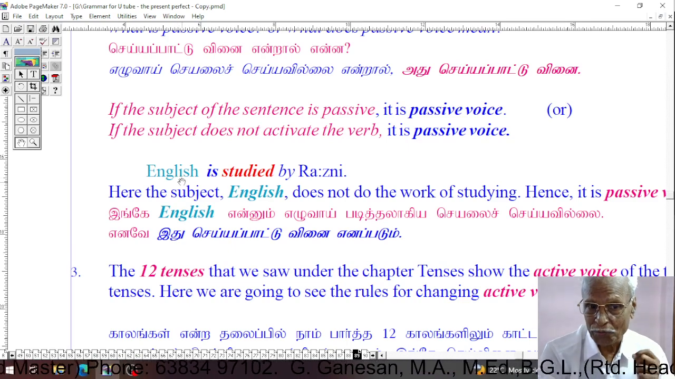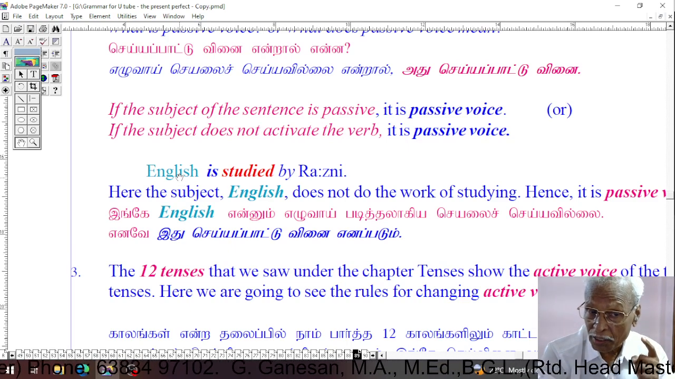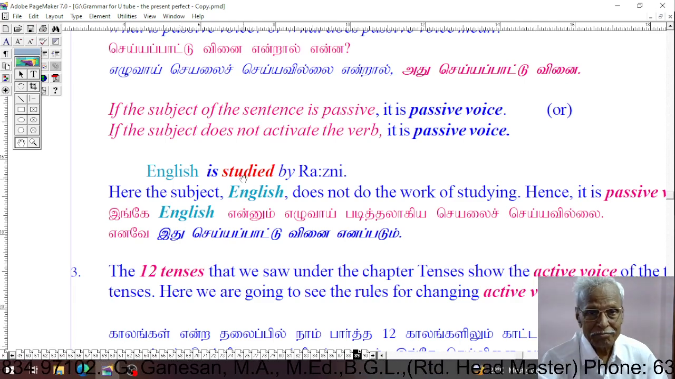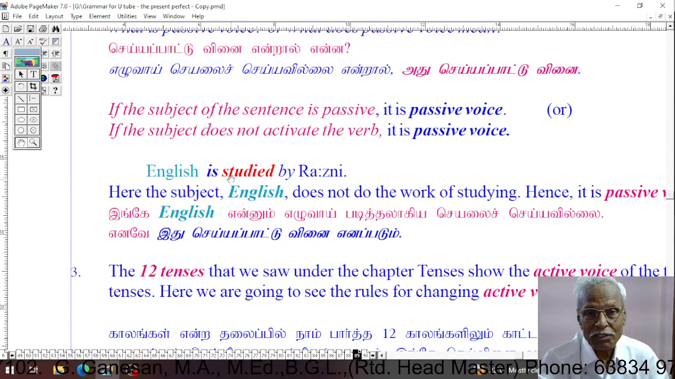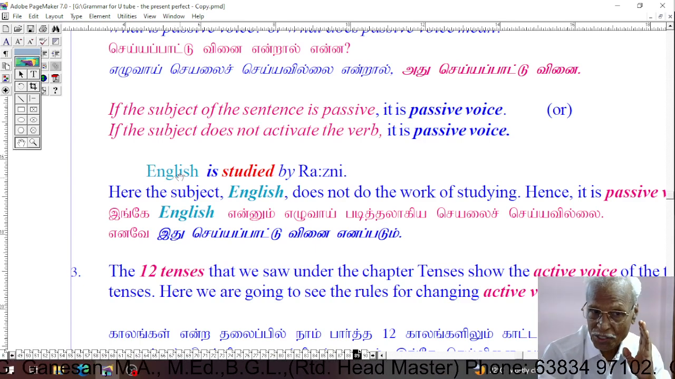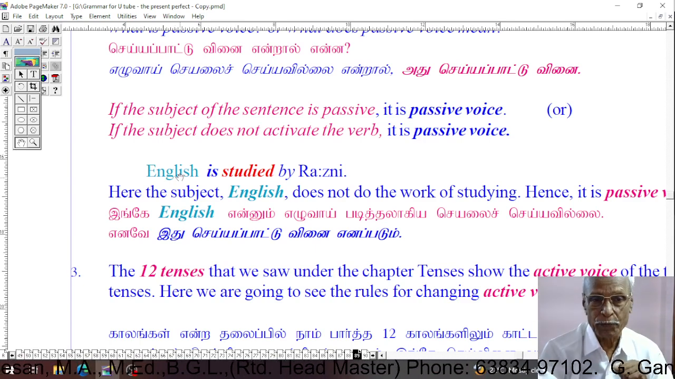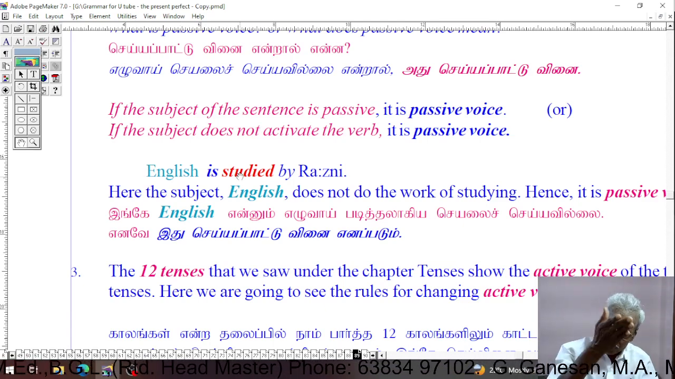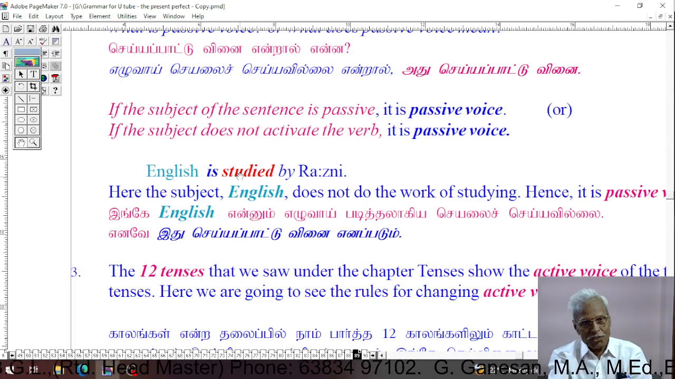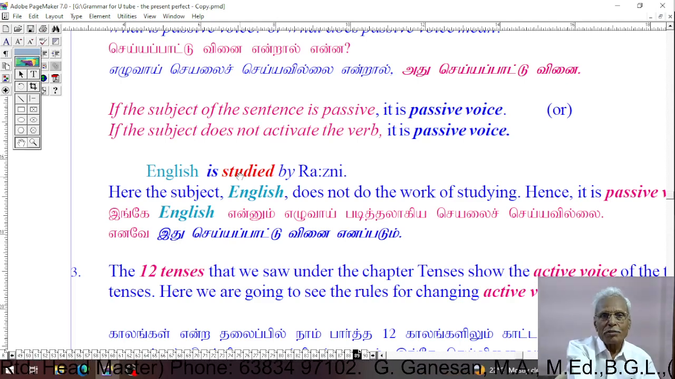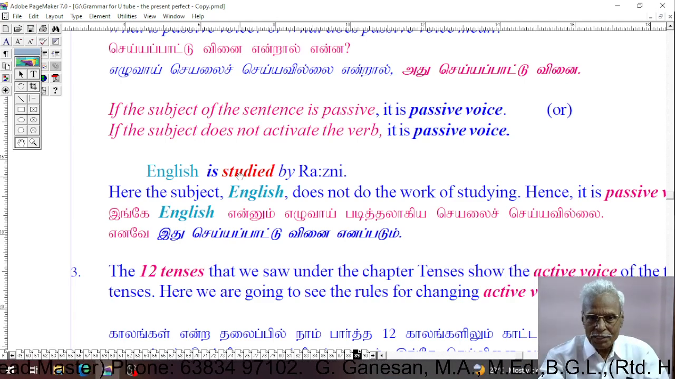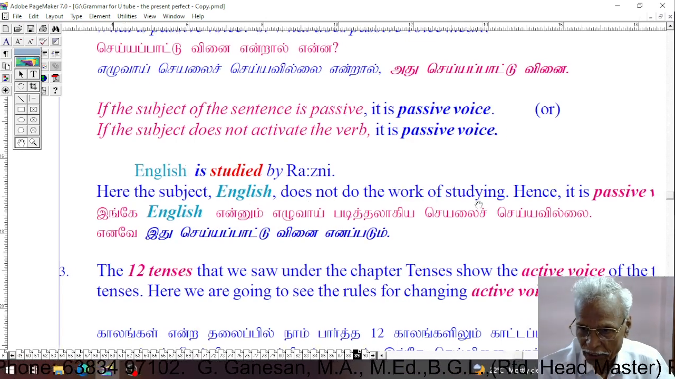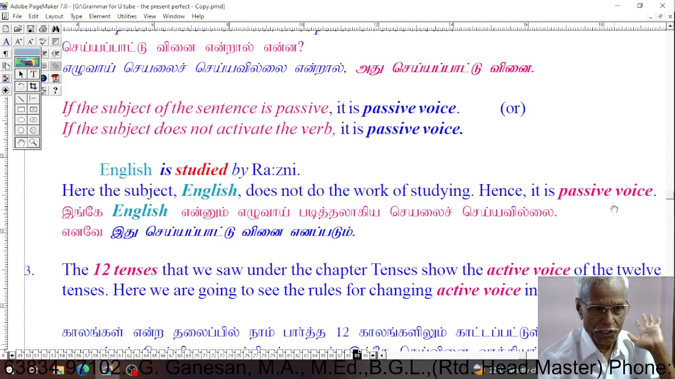It is passive because the subject English does not do the work of studying. Subject is not doing this work. So, as the subject is passive, it is passive voice. As the subject does not do the work of the sentence, it is passive voice. Okay. Here the subject English does not do the work of studying, hence it is passive voice.